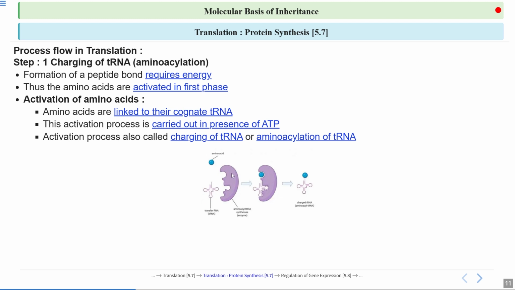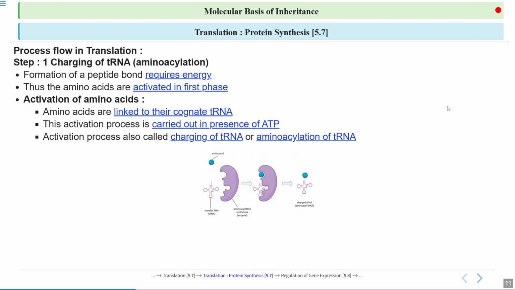This enzyme helps this amino acid go and bind to this tRNA. And what is this enzyme? Aminoacyl tRNA synthetase. You can see what happened. This tRNA goes and binds to the enzyme, then this comes, and this charged tRNA has formed, which we also call aminoacylation of tRNA. Okay. So this was about the charging of the tRNA.